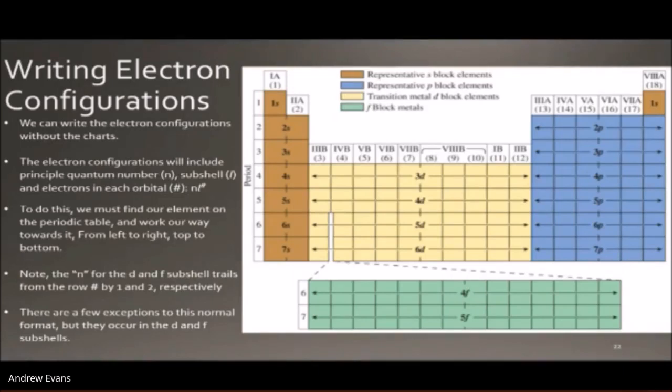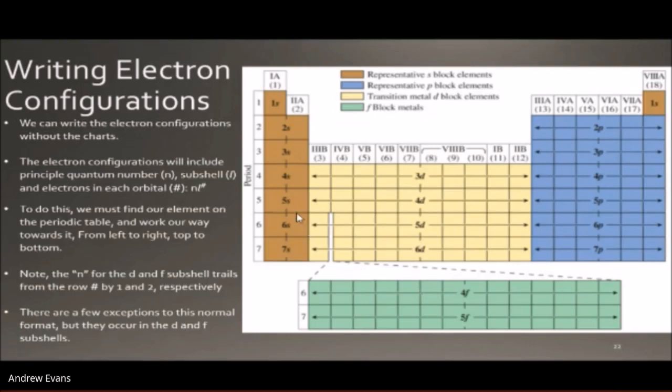With d, there are 5 orbitals, each holding 2, so there's 10. If you look at the transition metals, there are 10 transition metals in this feature. And with the f's down here, there are 7 orbitals, so 14. There should be 14 elements in the lanthanides and actinides. Those fit. So s is over here, p is over there, d is the transition metals, and f is here.